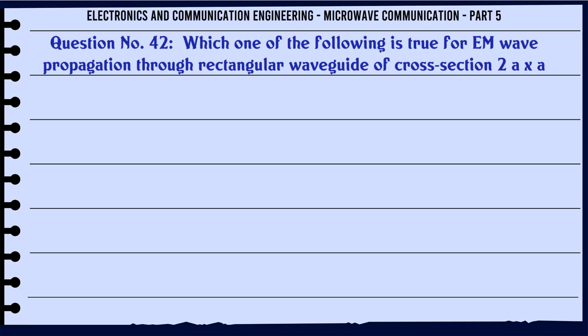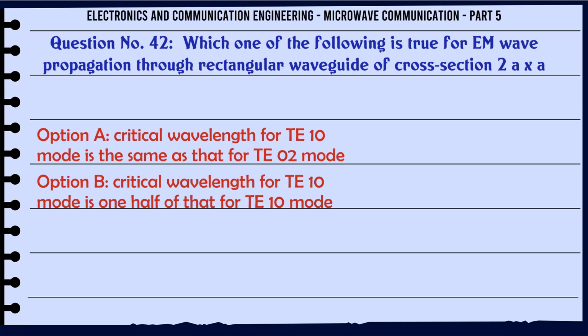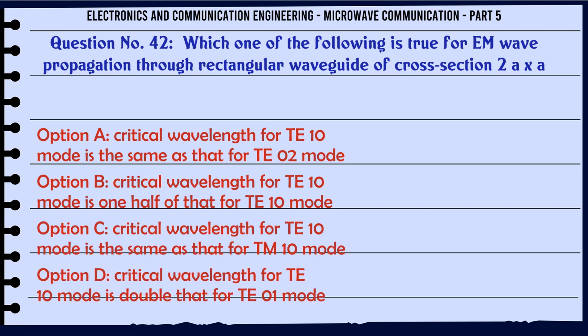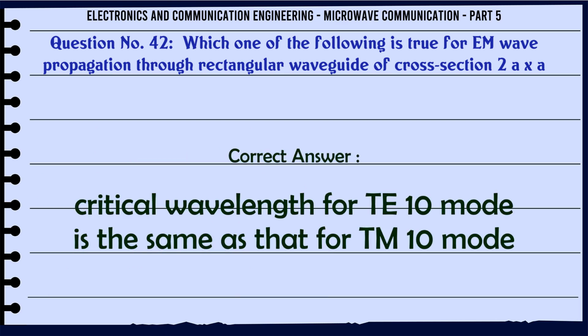Which one of the following is true for EM wave propagation through a rectangular waveguide of cross-section 2a × a? A. Critical wavelength for TE10 mode is the same as that for TE02 mode. B. Critical wavelength for TE10 mode is 1/2 of that for TE01 mode. C. Critical wavelength for TE10 mode is the same as that for TM10 mode. D. Critical wavelength for TE10 mode is double that for TE01 mode. The correct answer is critical wavelength for TE10 mode is the same as that for TM10 mode.